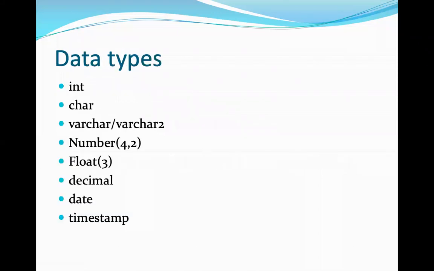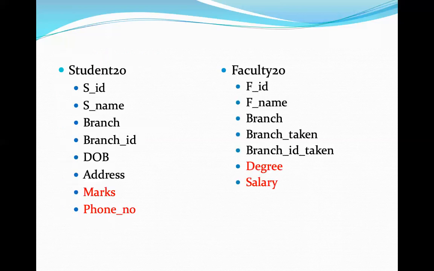These are the different database data types that we use while creating a table: char, varchar, that is variable character, then number, float, decimal, date, timestamp. So these are all different data types. And in that particular lab class, I told you to develop these two tables, the student table and the faculty table, insert some values, update something, and delete something. You can update the column also.